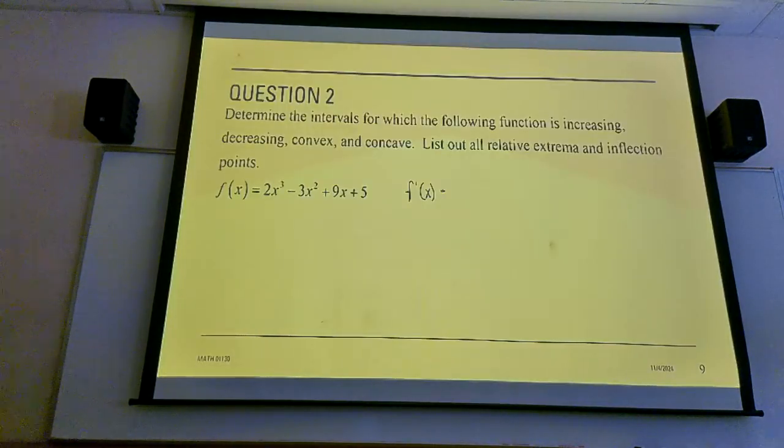What is f prime? What is f double prime? Is there anywhere f prime is undefined?